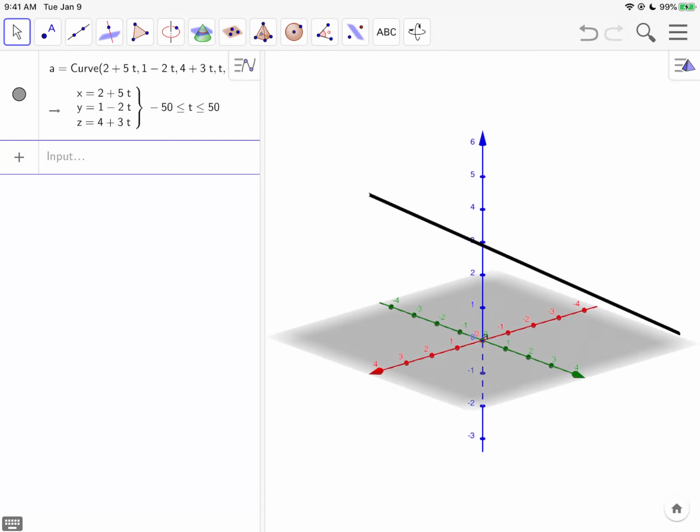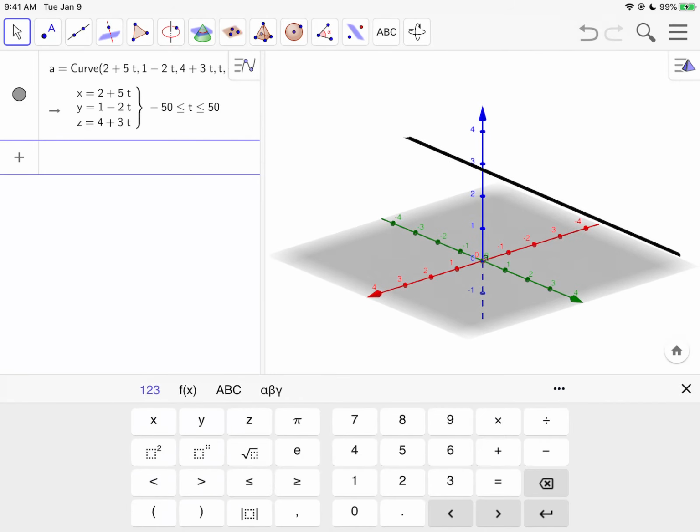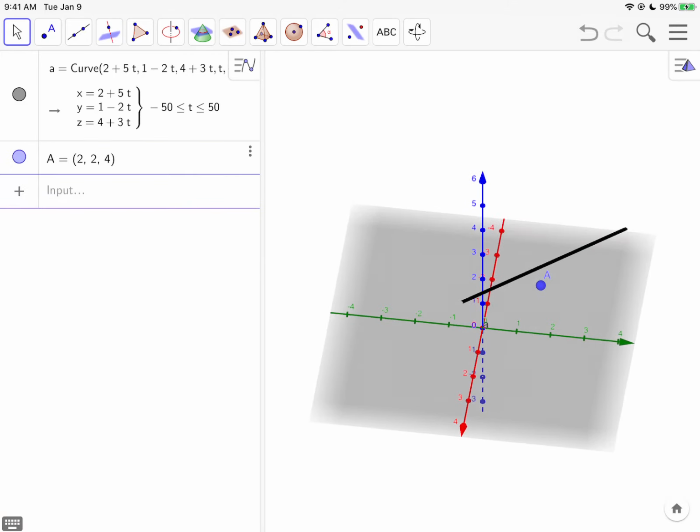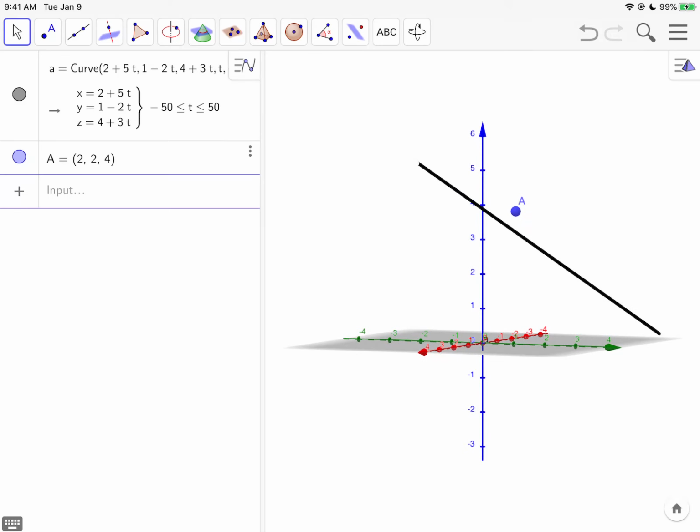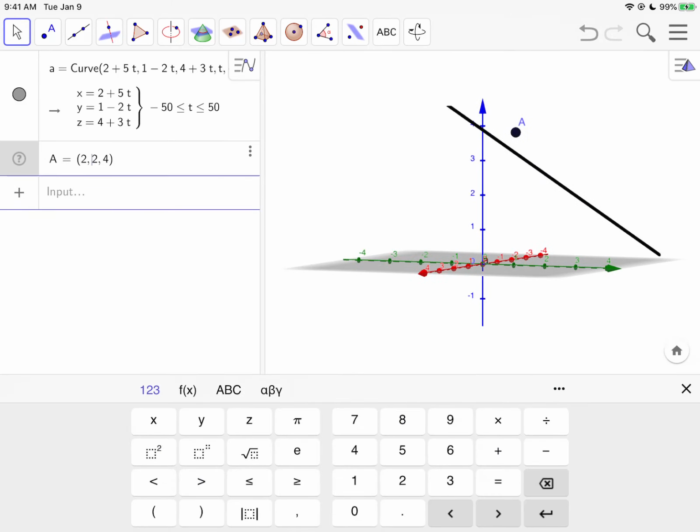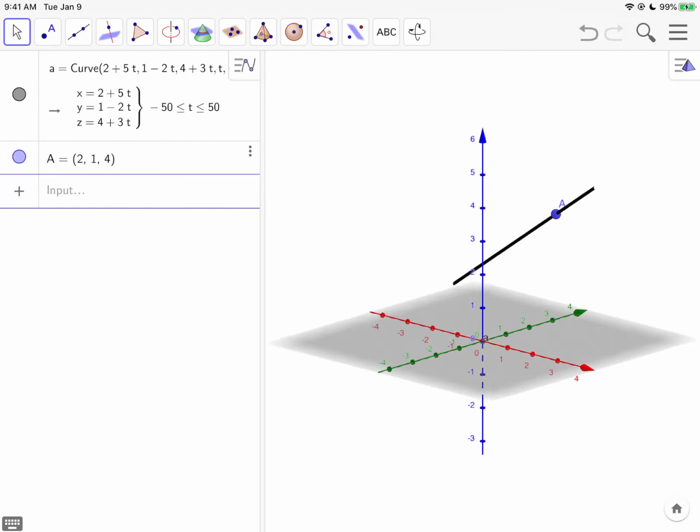And we can double check that that line goes through our point. What was our point here? It was 2, 1, 4. And there you can see my point. Oh, I typed the wrong thing. 2, 1, 4. There we go. Now it's on the line. All right.